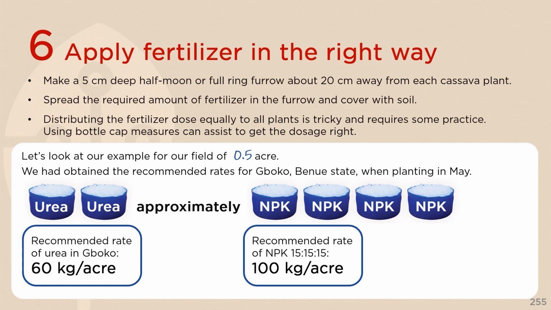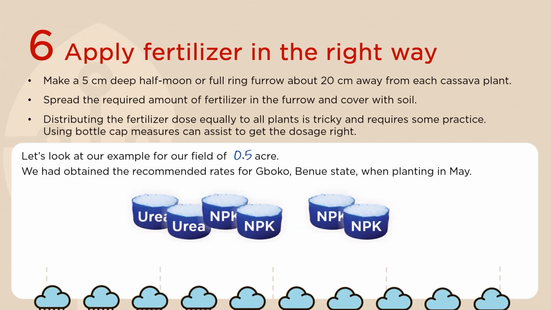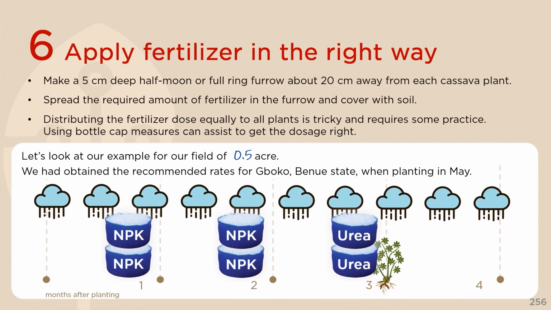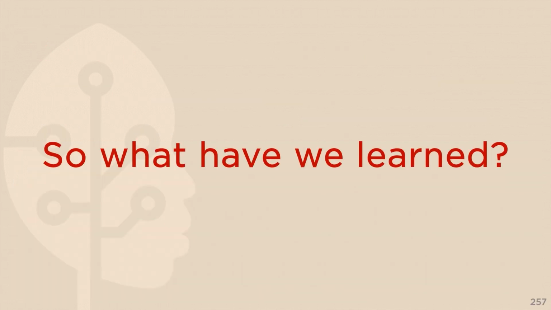We can now split the fertilizer application as 2 leveled water cups of NPK 15 to 15 to 15 per plant in the first and second month after planting, and then apply 2 leveled water cups of urea per plant in the 3rd month. That's it. So what have we learned? Let's summarize the 6 steps.